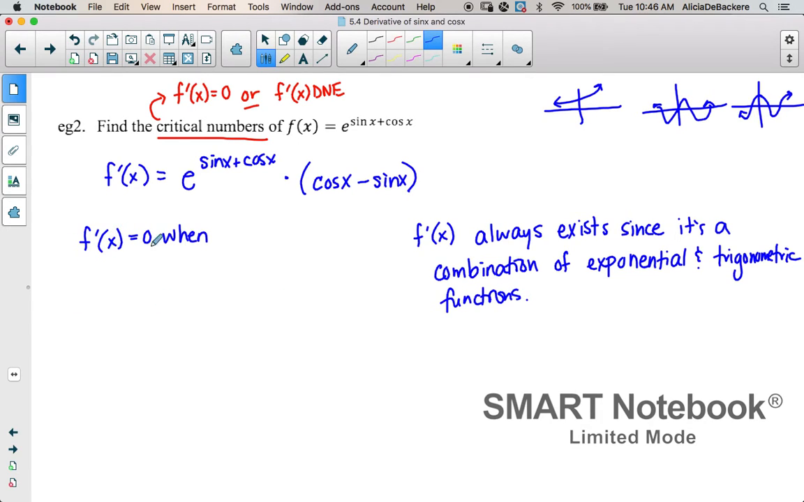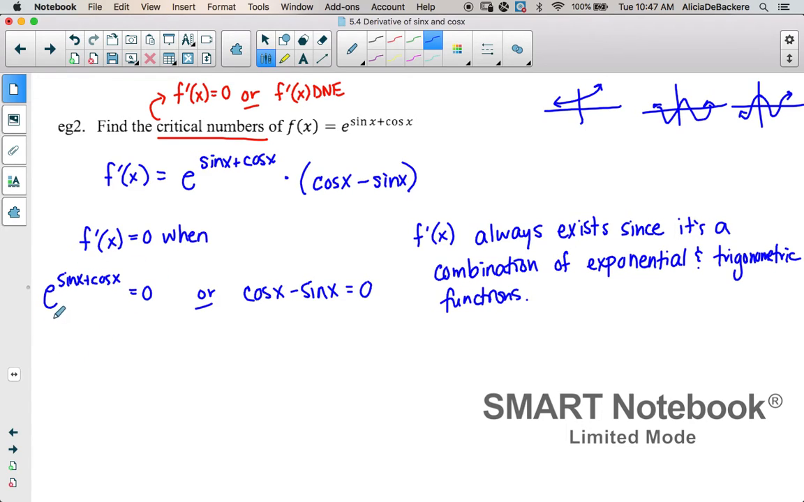Okay, so now I'm going to go back over and figure out, well, when does this thing equal 0? So I've got a multiplication statement, so I can separate the two pieces. If something times something equals 0, either the first thing equals 0 or the second thing equals 0. All right, so we're going to solve each one of these.